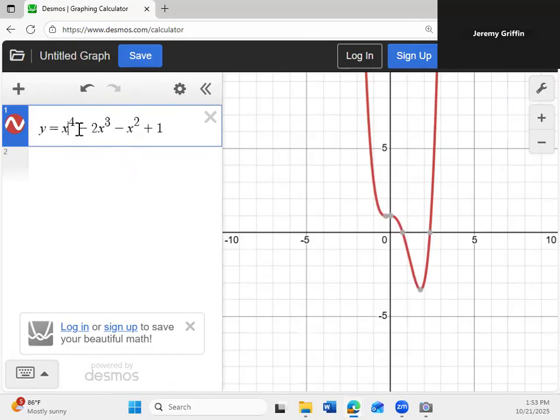Then hit the right arrow key, and I'm no longer in the exponent. And I can type everything else. Okay? Polynomial. Oh, and here's the graph shape right here.